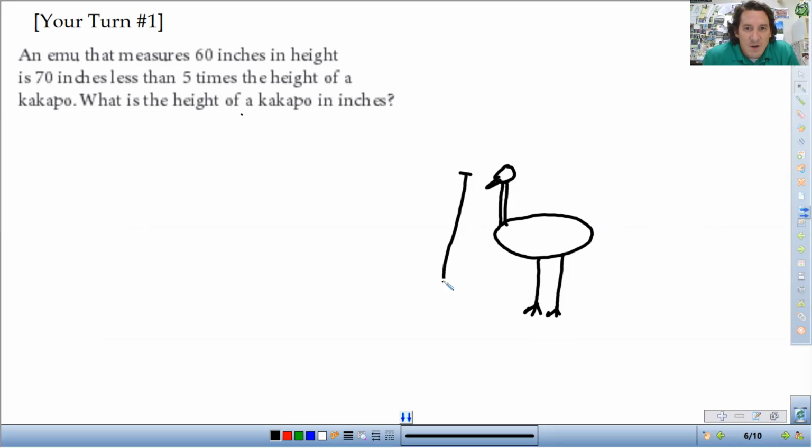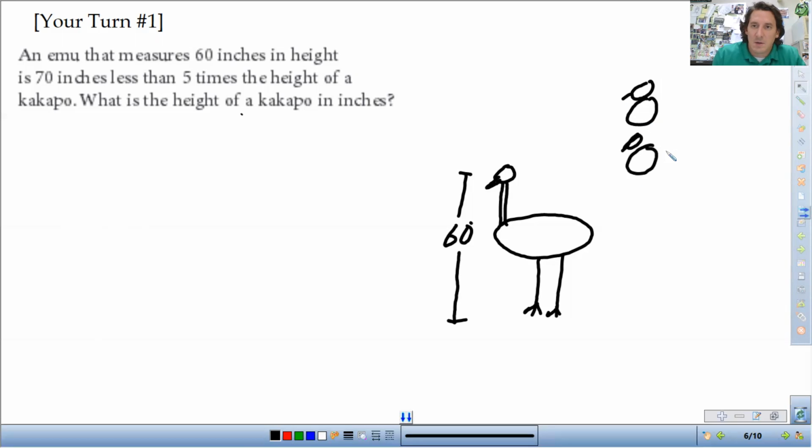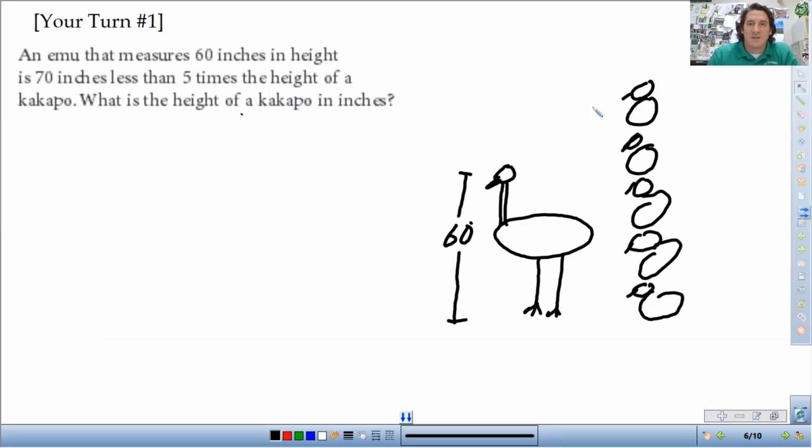So here is our emu, 60 inches. That's 5 feet tall. And then we have 5 kakapos. I'm just going to do the same thing, and they actually end up being taller. 1, 2, 3, 4. My drawings got worse. So here are the 5 kakapos. And then an extra 70 inches on top of the emu is going to give us that.